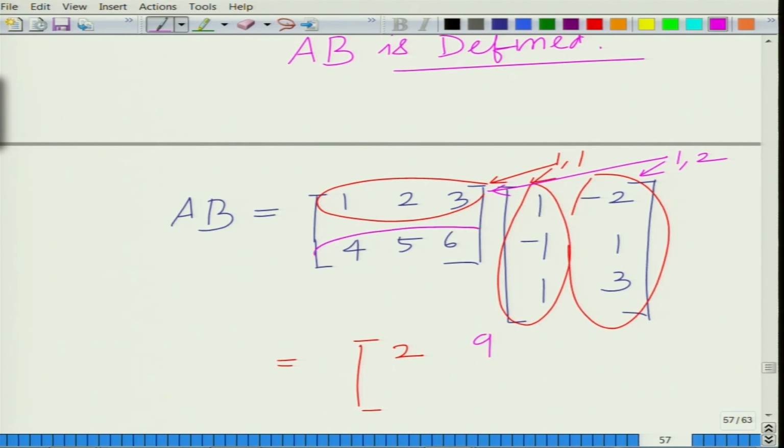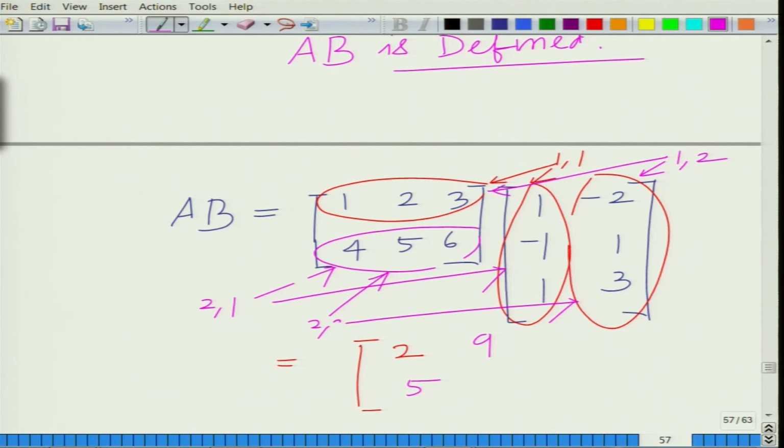Now, the second row of A with the first column of B gives you the 2 comma 1 element. That is 4 minus 5, that is minus 1 plus 6. So that is 5. And finally, the second row of A with the second column of B gives the 2 comma 2 element, that is minus 8 plus 5, that is minus 3 plus 18, that is 15.